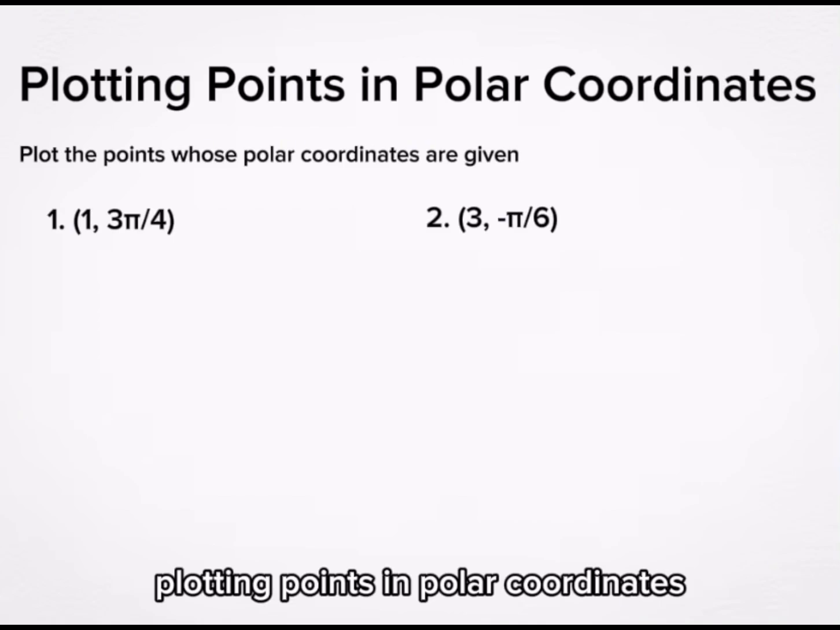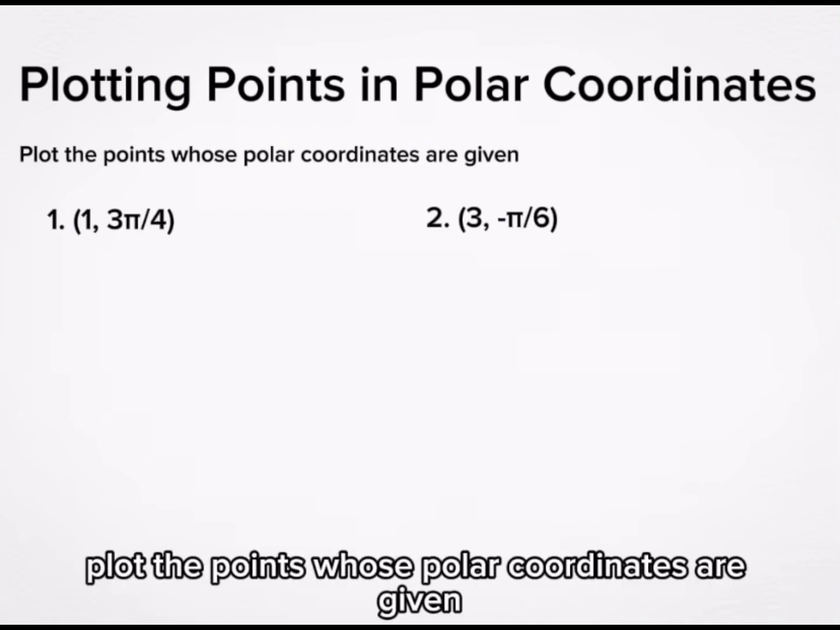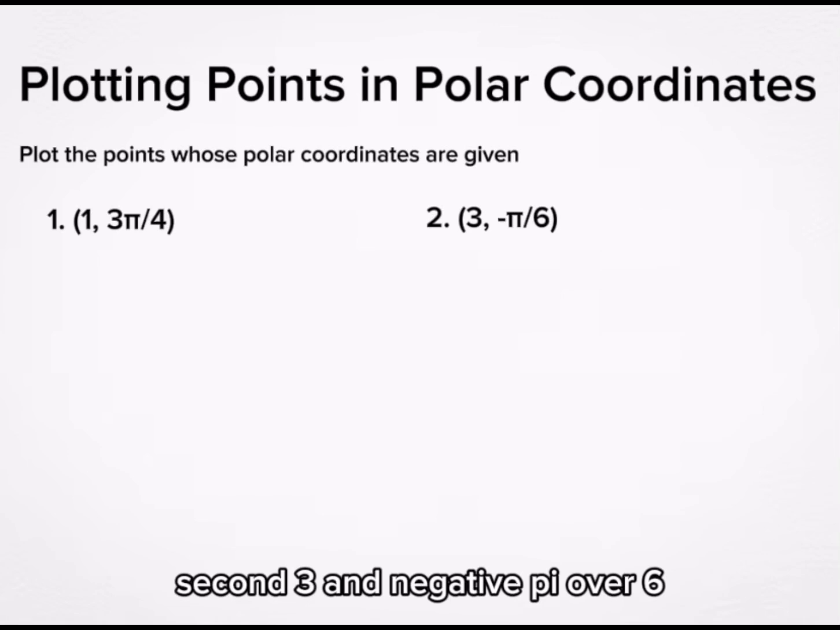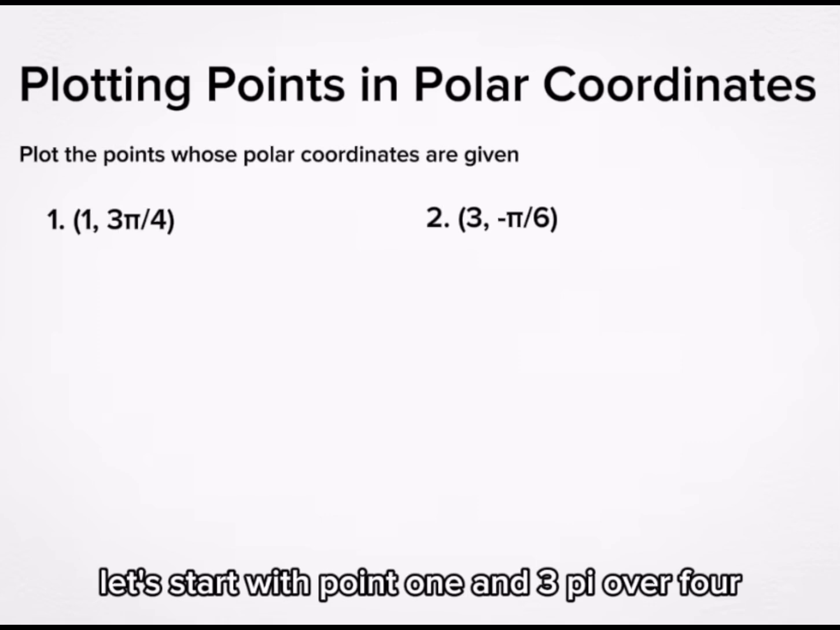Plotting points in polar coordinates. Plot the points whose polar coordinates are given. First, 1 and 3 pi over 4. Second, 3 and negative pi over 6. Let's start with the point 1 and 3 pi over 4.